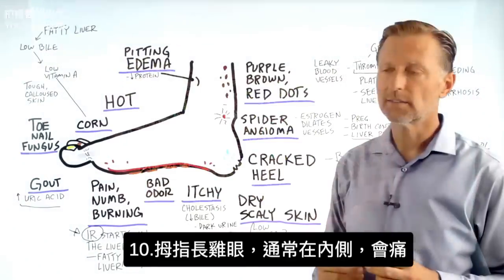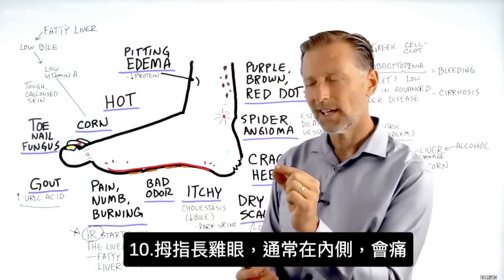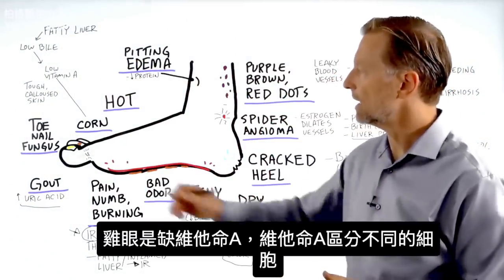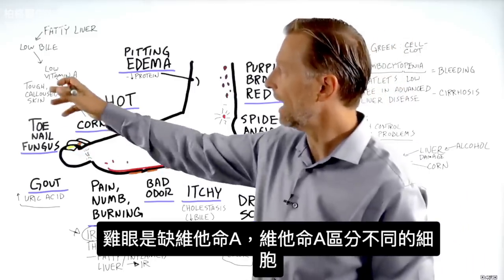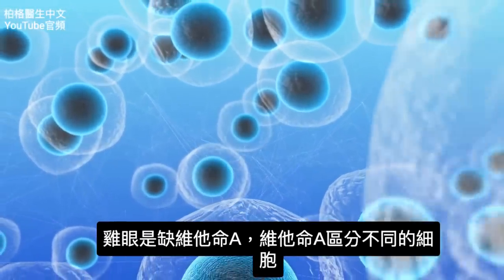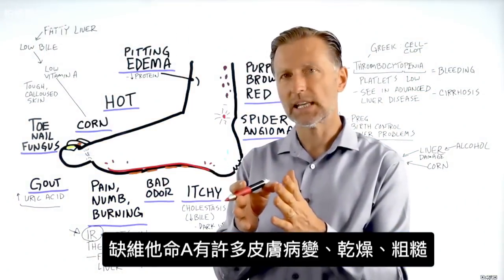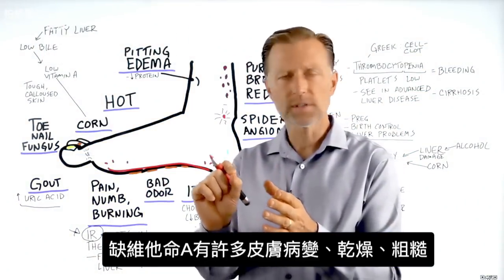All right, the next thing you can have is these corns on your toes. Usually they grow on the inside of the toe, can be very irritating. And a corn is really a vitamin A deficiency. Vitamin A is involved in the differentiation of certain cells. So anytime you're deficient in vitamin A, you'll have all sorts of skin issues, maybe certain weird growths that occur, or dryness or roughness.